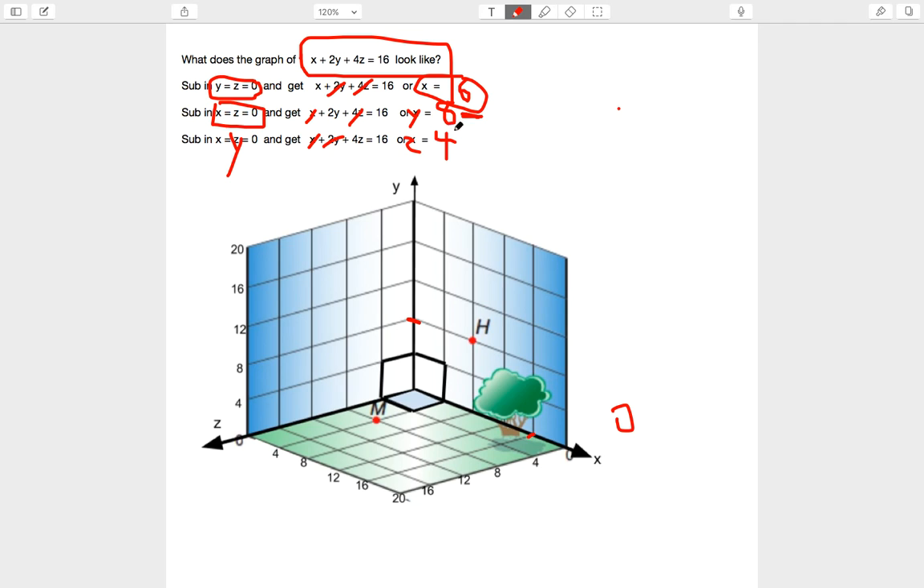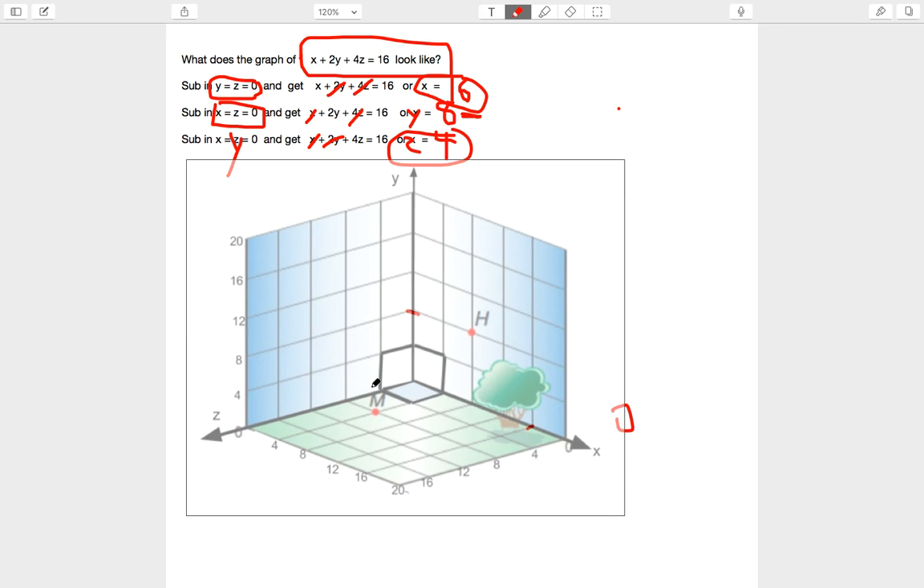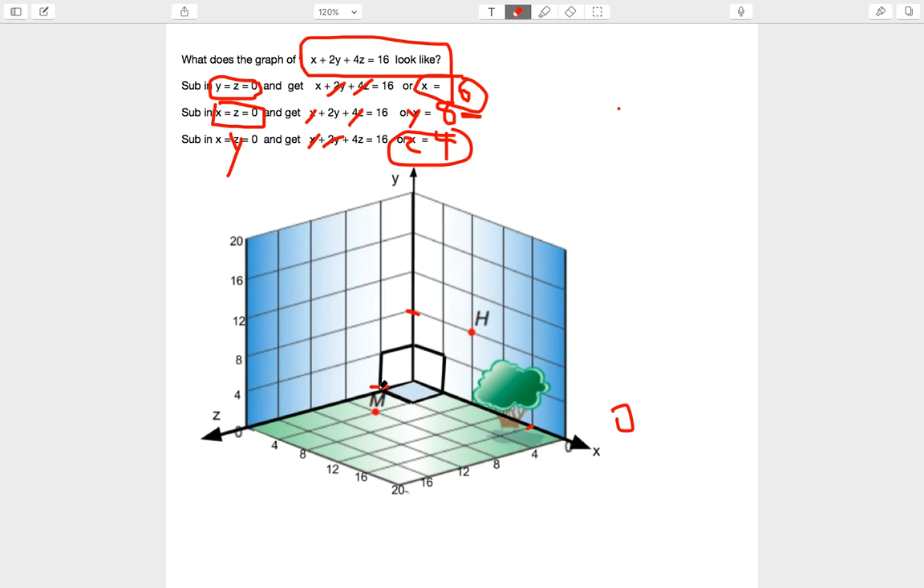And finally, I've got a z-intercept of 4. And let's see, z is this way. And a z value of 4 is, there's my z being measured there. So now what I have to do is connect the dots. So I'll connect to there, and I will connect out to here, and I will connect back to there.